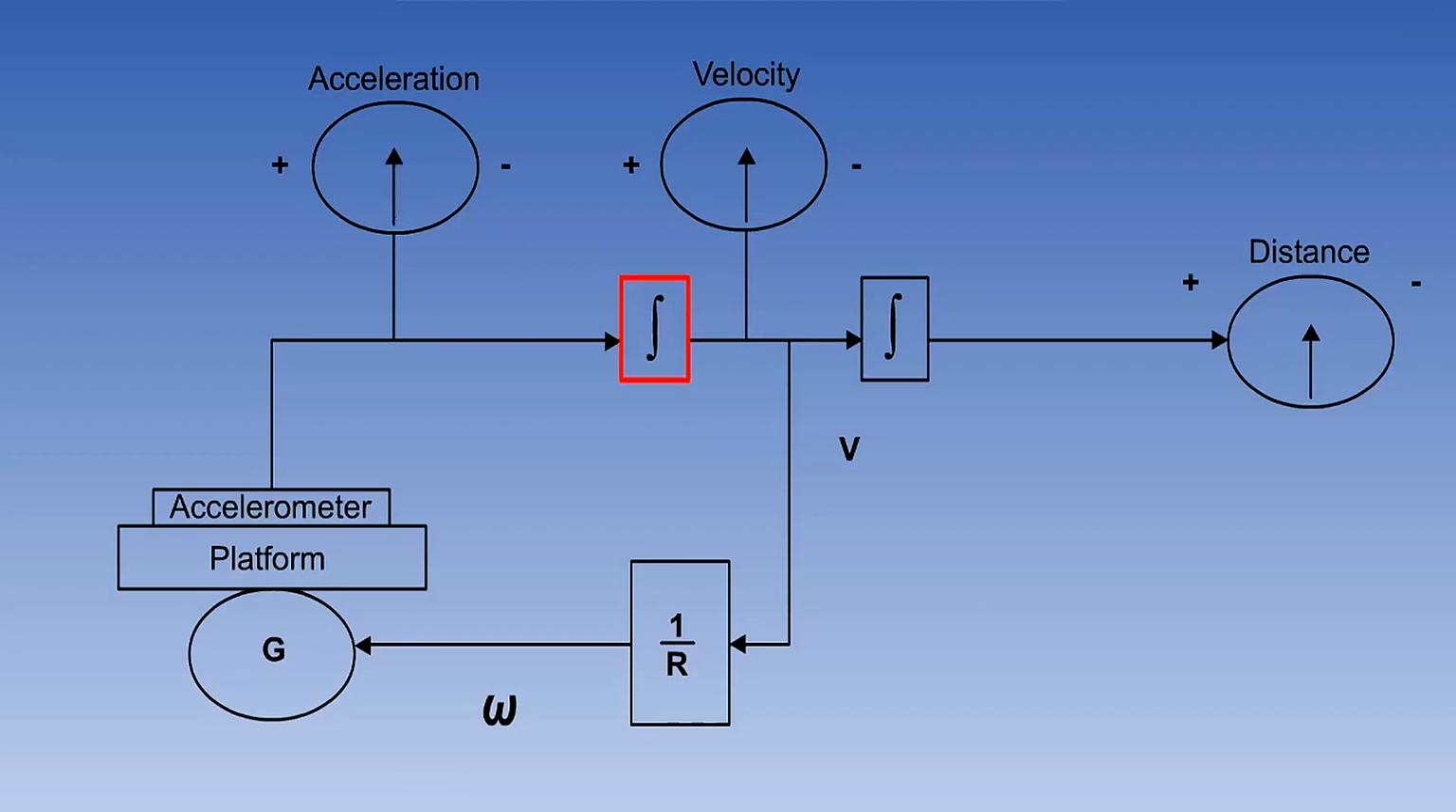With the needle at the 12 o'clock position, that means no output. If it is over to the left, that means a positive acceleration. If it is over to the right, it means that there is a negative acceleration. The acceleration goes to a first stage integrator where it becomes velocity. The velocity goes onwards to the second stage integrator.